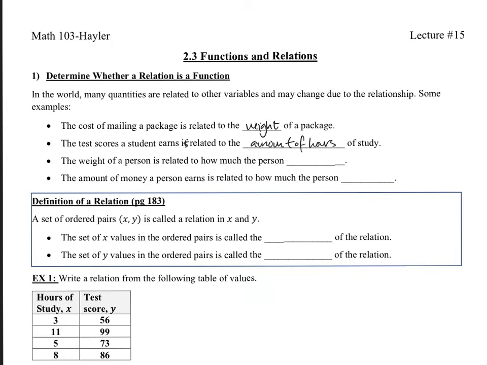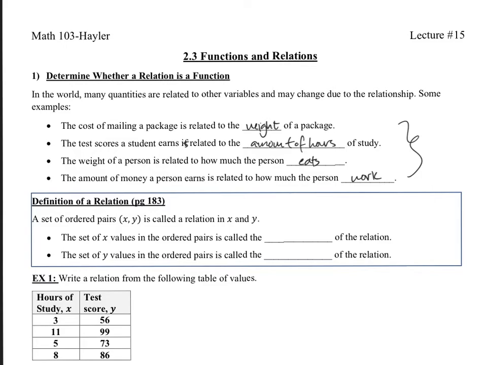The weight of a person is related to how much the person eats, or maybe works out. And the amount of money a person earns is related to how much the person works. So these are ways that two different variables can be related. For example, the cost and the weight. Those are two different variables. Or a test score and the amount of hours of study. Two ways to relate two different variables.